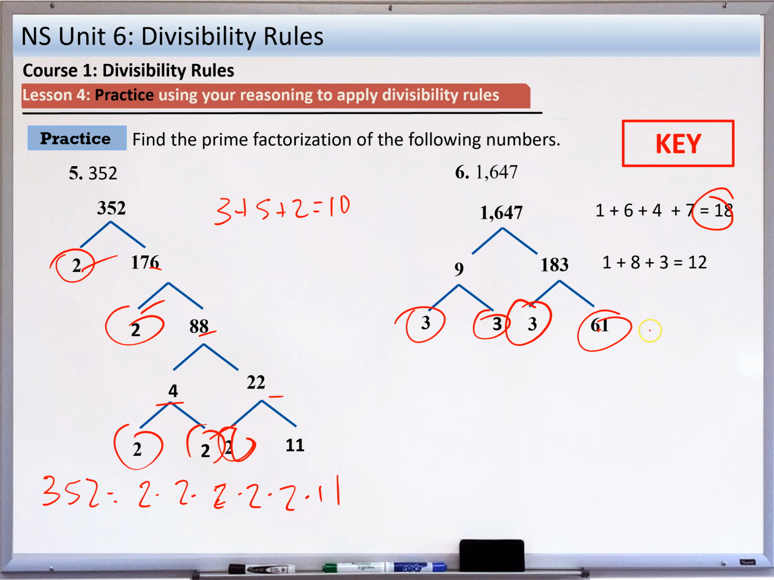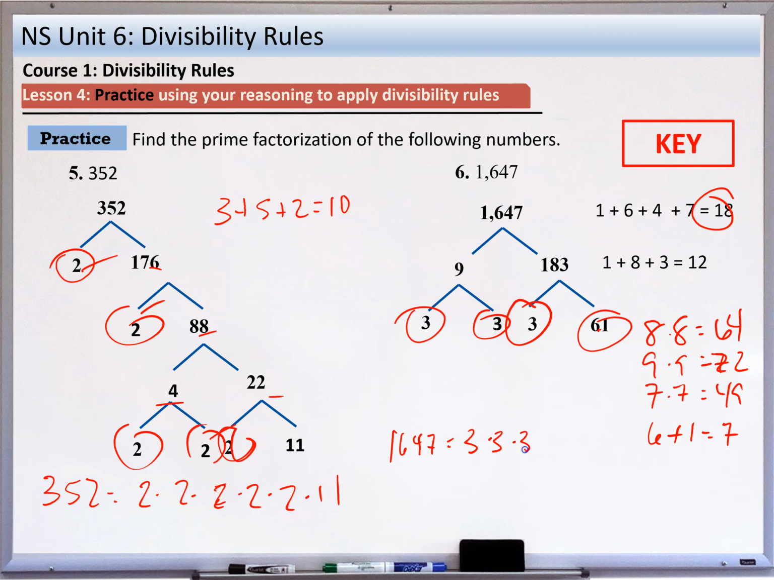How do I know it's prime? Well, I know that 8 times 8 is 64, so 8 is not a factor. I know that 9 times 9 is 81, so 9 is not a factor. And I know 7 times 7 is 49, so 7 is not a factor. If I take the sum of the digits, I get 7, so 3 is not a factor. So my prime factorization of 1,647 is 3 times 3 times 3 times 61.